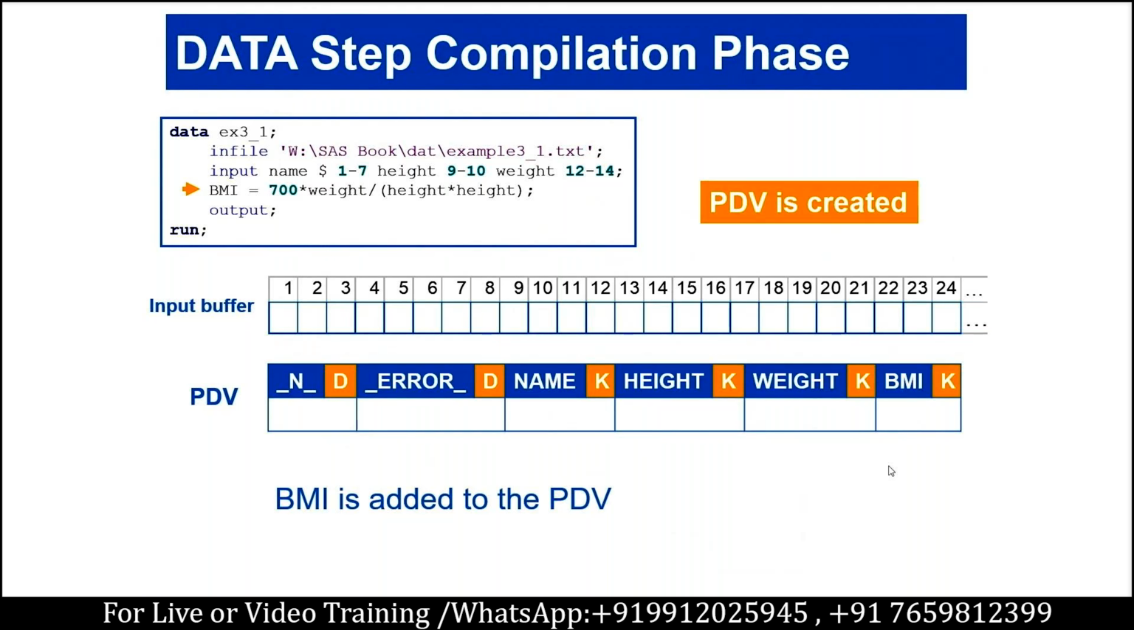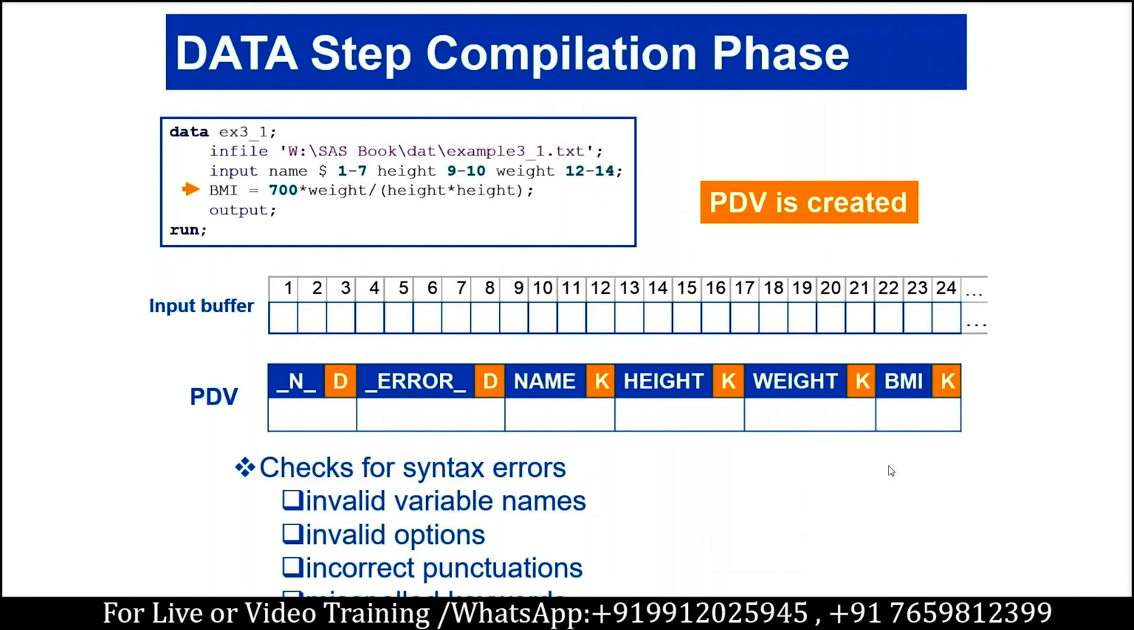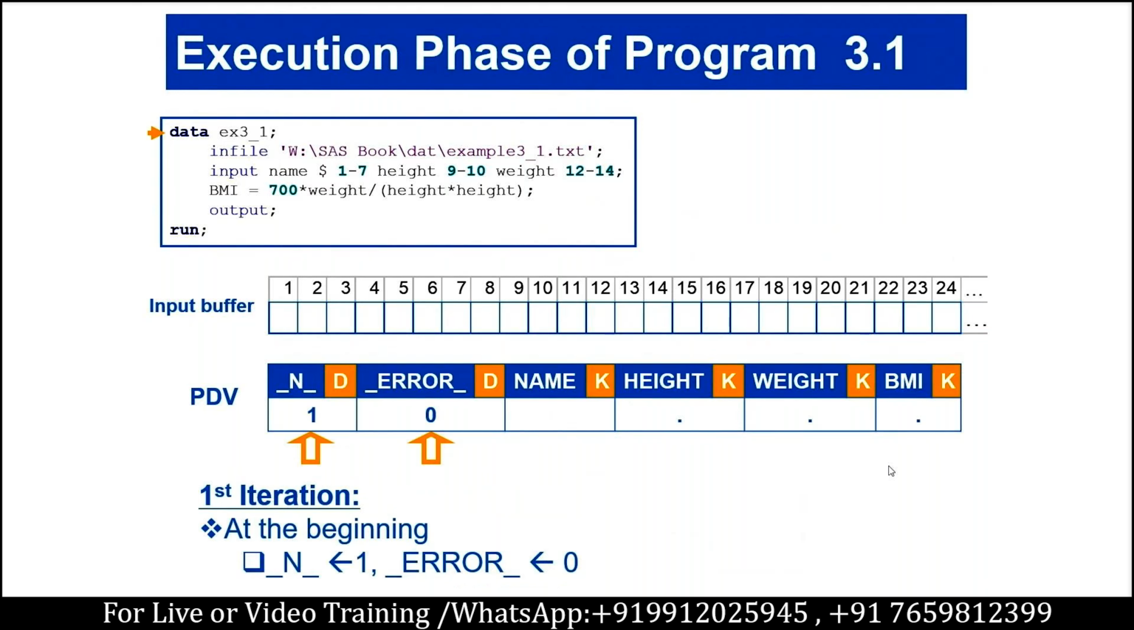So in the PDV, still we are in the compilation phase, the automatic variables and then the input data set variables are created. Then it checks for syntax errors, invalid variable names, misspelled SAS keywords, incorrect functions, and all these. If there are no errors, then it will enter the next phase, the execution phase. In the execution phase only, it is going to read the variable values iteration by iteration. In the first iteration, it will set all values as missing values.